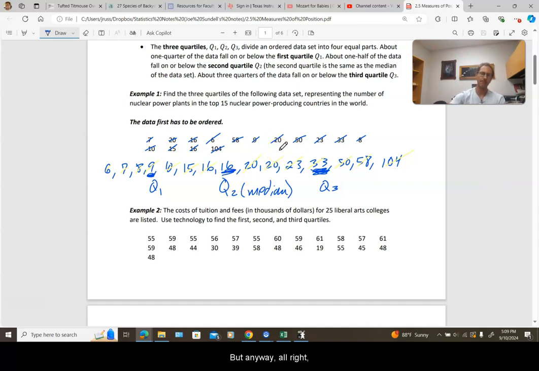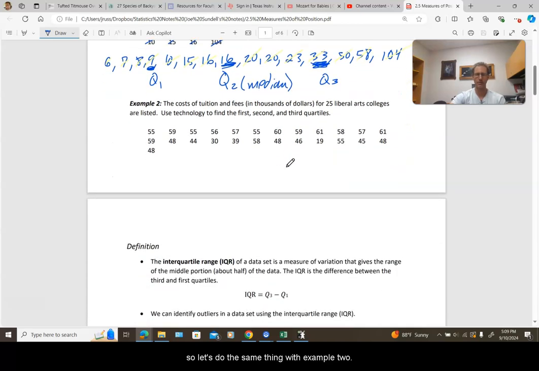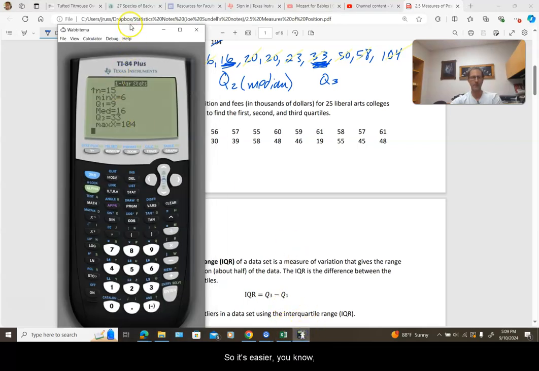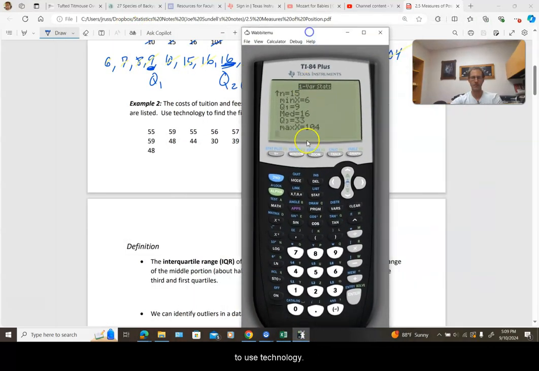But anyway, let's do the same thing with example 2. And I'm going to use the calculator again. It says the costs of tuition and fees, in thousands of dollars, for 25 liberal arts colleges are listed. And so we're going to use technology to find the first, second, and third quartile. So same thing as above. You don't want to have to order all this data, guys. So it's easier to use technology.